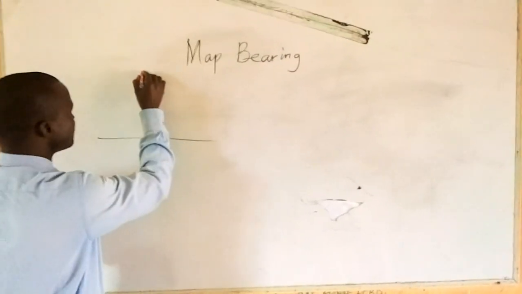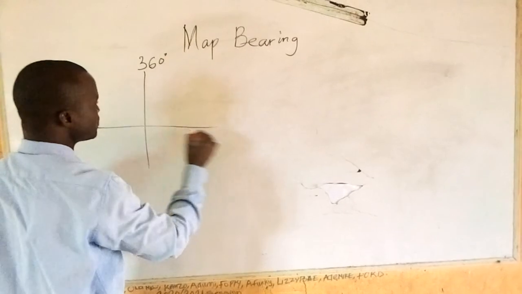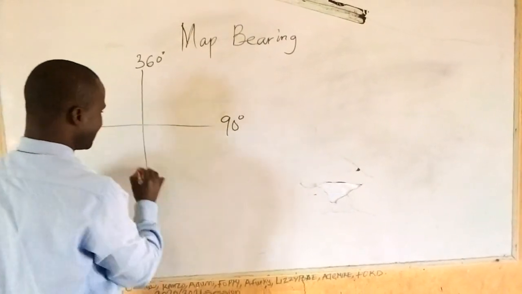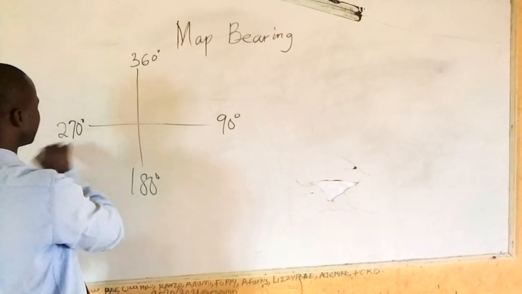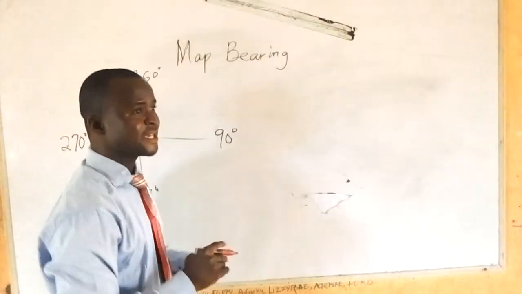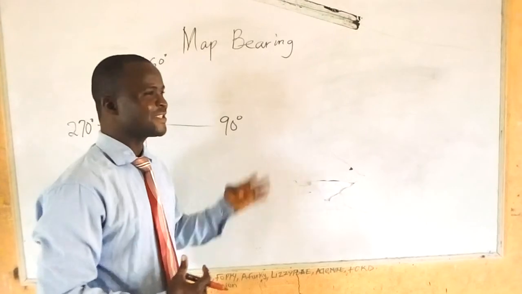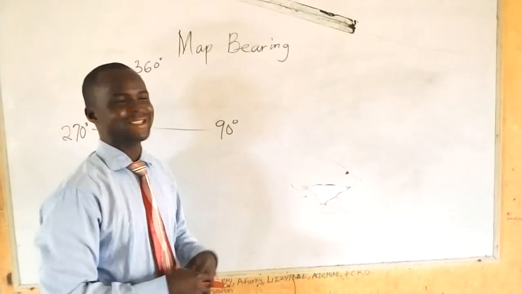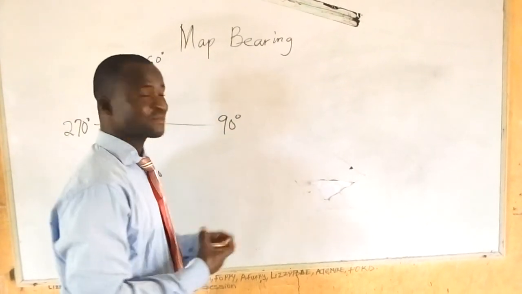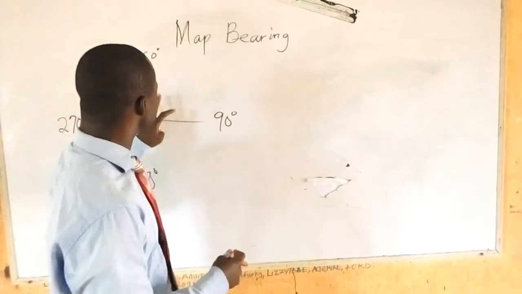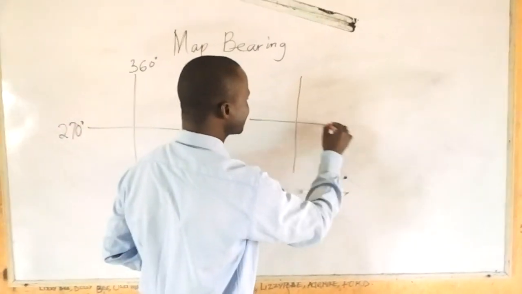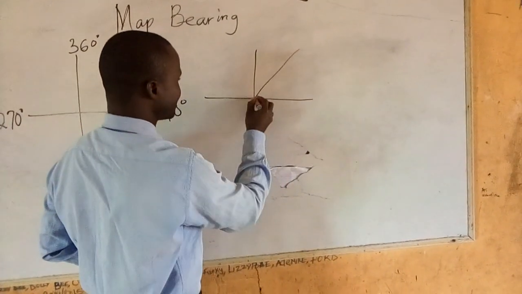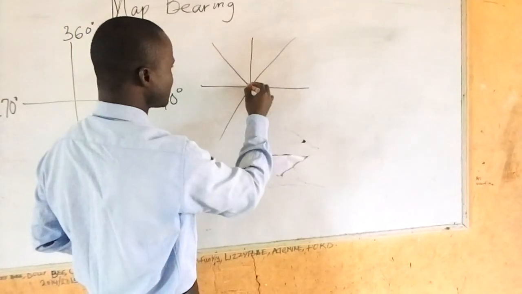Let's quickly start with the first one that has to do with the four cardinal points. That is 180 and this one is 270 degrees. Remember that bearing is always expressed in the form of degrees. All these things are very, very simple. They are not something that is difficult. Bearing is always expressed in degrees. This is for the four cardinal points. Let's go to the eight cardinal points of the bearing that I'm trying to discuss with you.